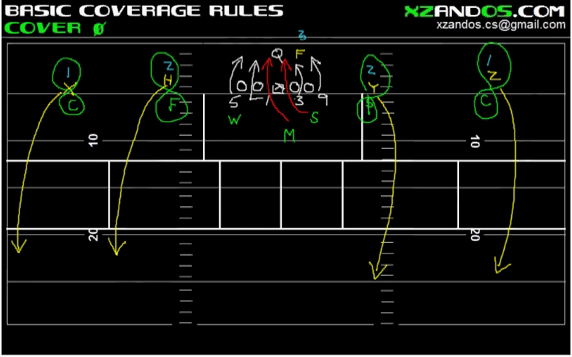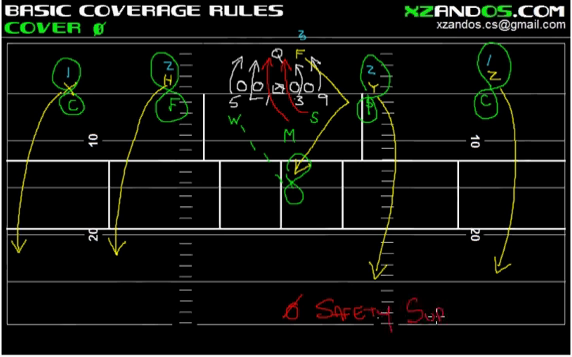So again, if the fullback did some type of route, now the will is the leftover back. The will is responsible for the 5th receiver. So again, it's a cover 0 because there is zero safety support. There is no safety support.